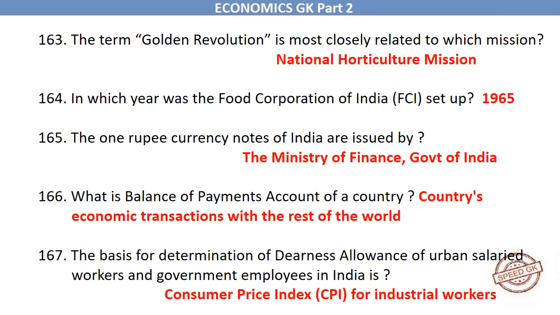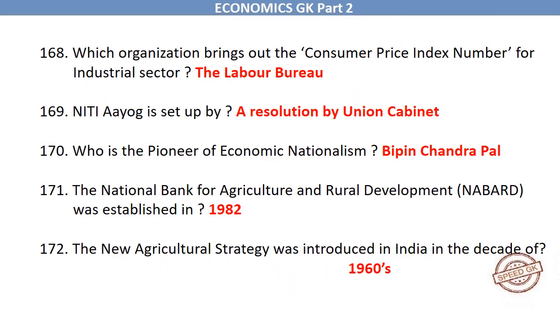What is balance of payments account of a country? Country's economic transactions with the rest of the world. The basis for determination of dearness allowance of urban salaried workers and government employees in India is Consumer Price Index, CPI, for industrial workers. Which organization brings out the Consumer Price Index number for industrial sector? The Labor Bureau. Niti Aayog is set up by a resolution by Union Cabinet.